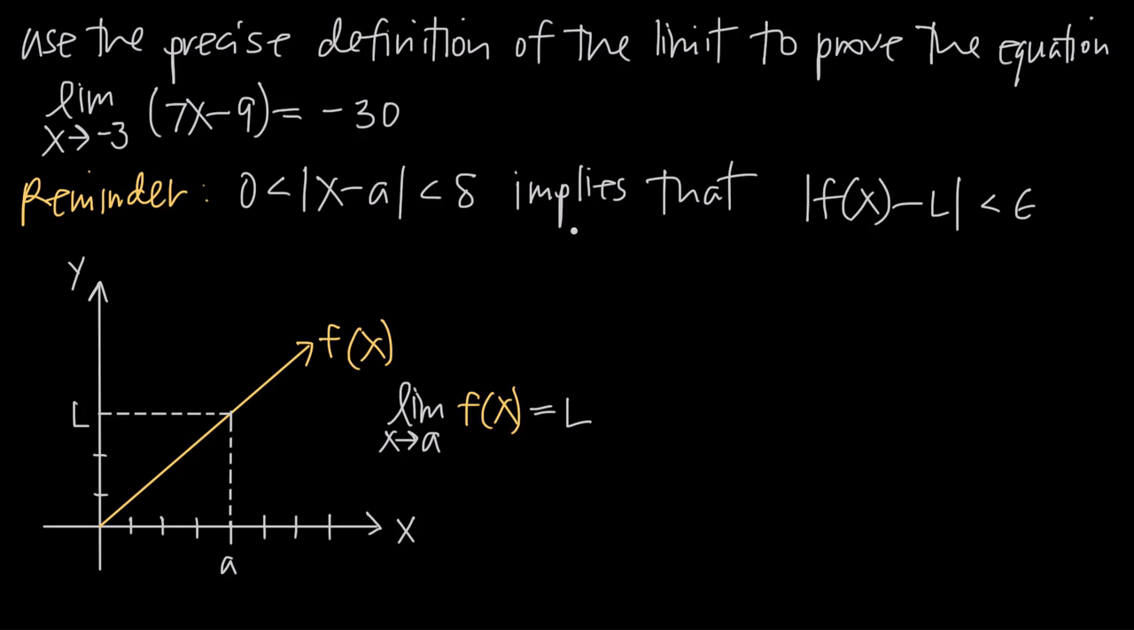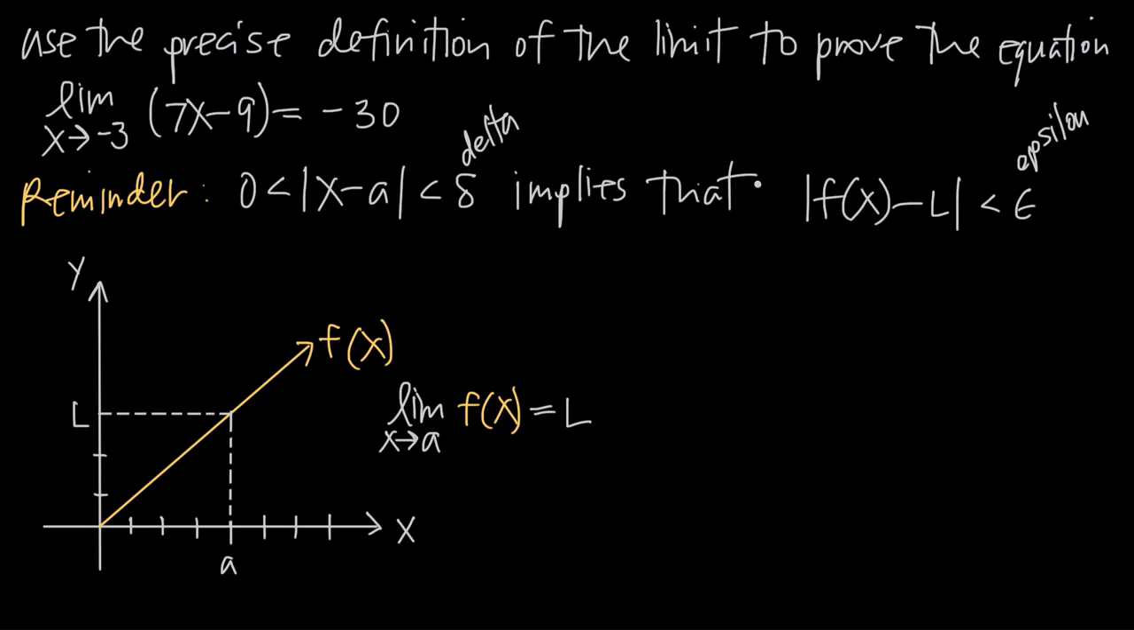So let's talk for a second about the precise definition of the limit. The precise definition of the limit relates these two inequalities, and I've kind of simplified the definition here. But it tells us that if this absolute value of x minus a is greater than 0, but also at the same time less than delta, so this here, keep in mind, is delta, that implies that the absolute value of f of x minus L is less than epsilon. So this Greek letter here is epsilon.